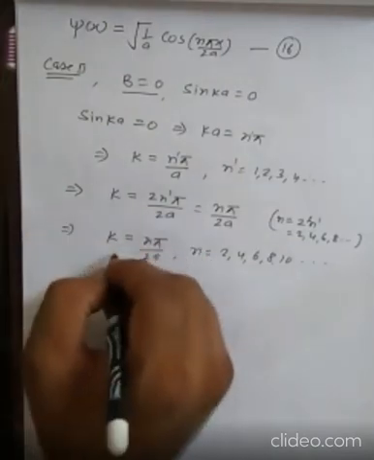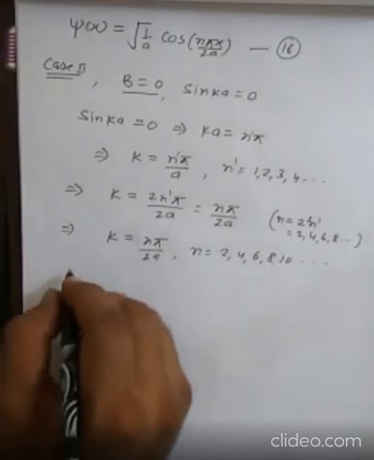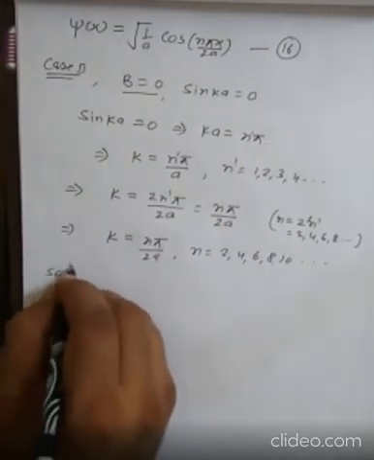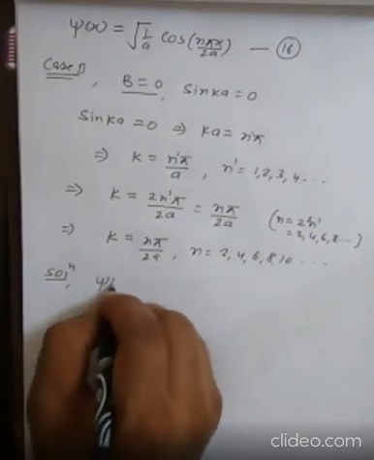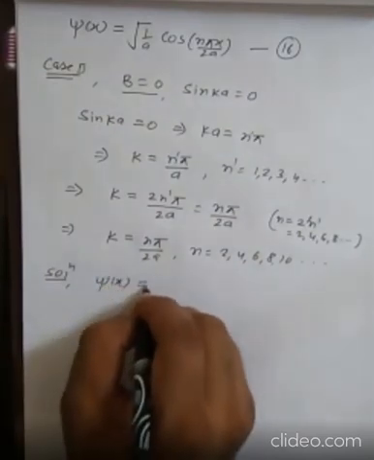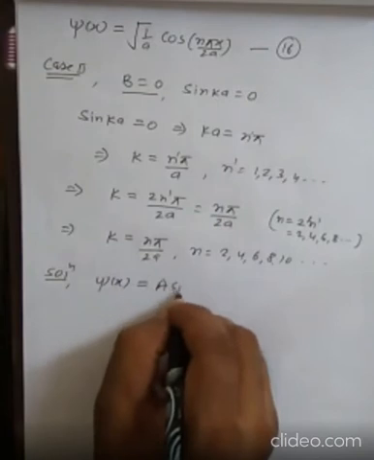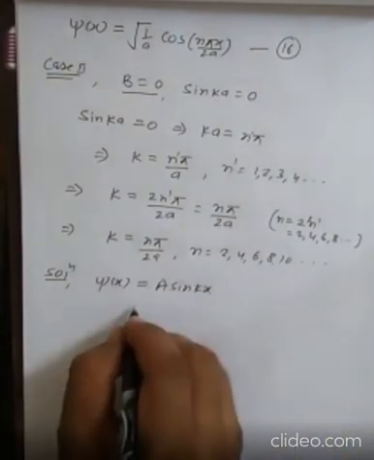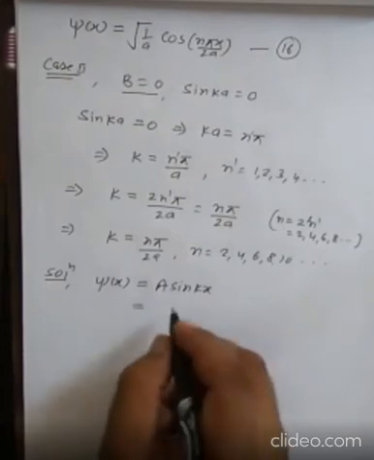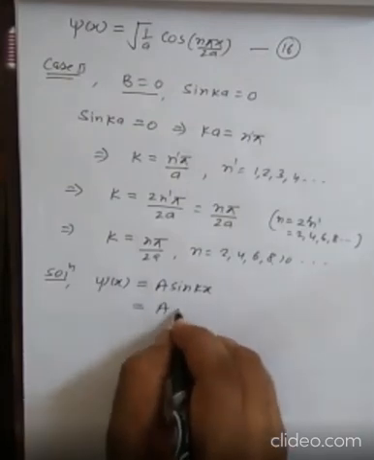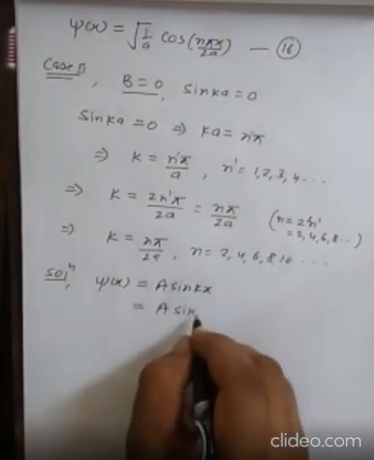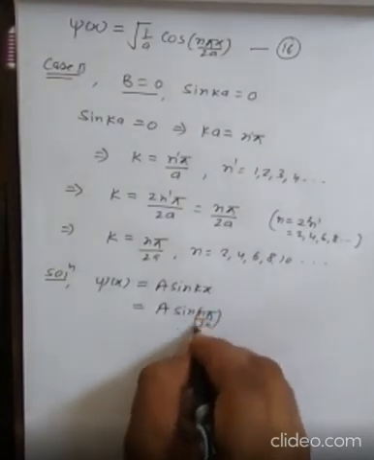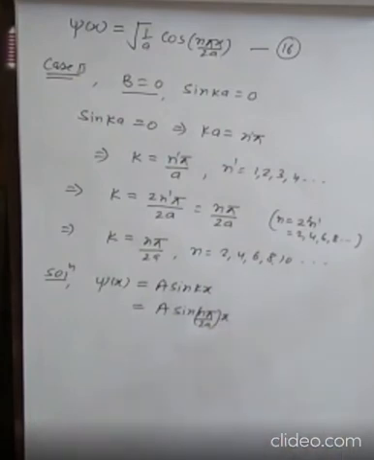So if I use this k value, and then the solution psi x is a sin kx plus b cos kx, b is already 0, so the second term will be 0, and then we will get a sin, and the k value is n pi divided by a, times x.